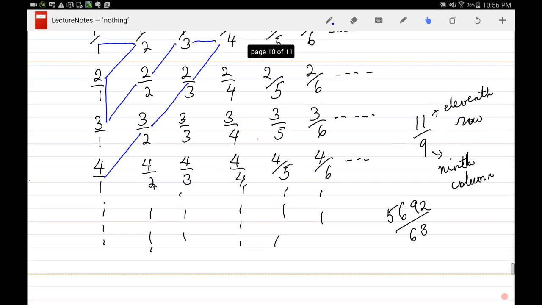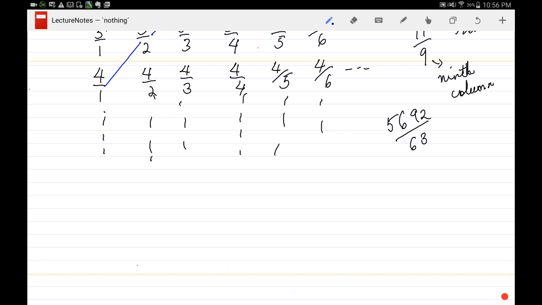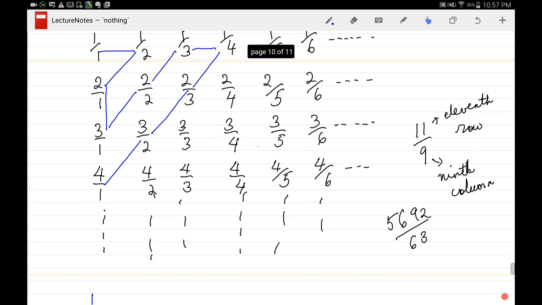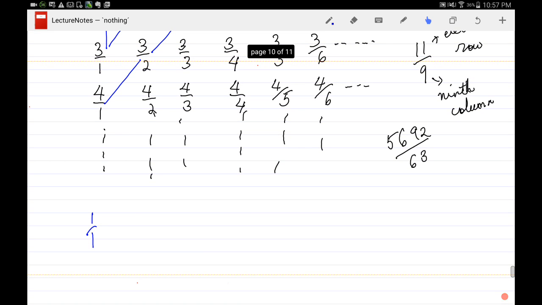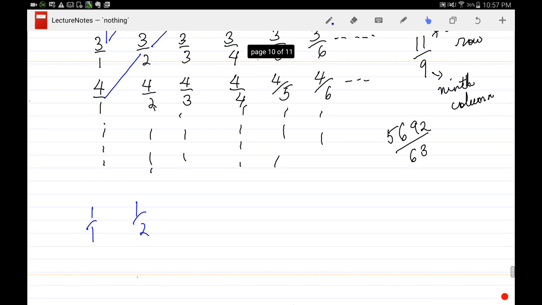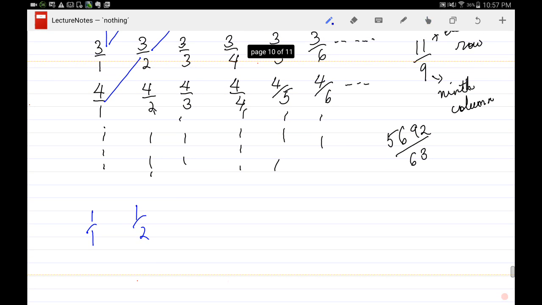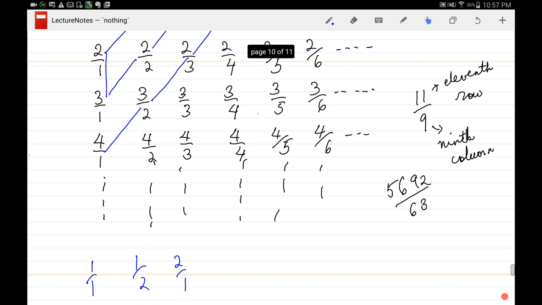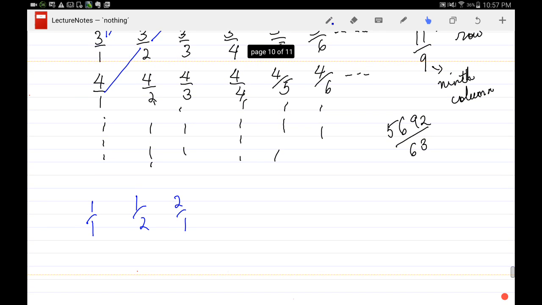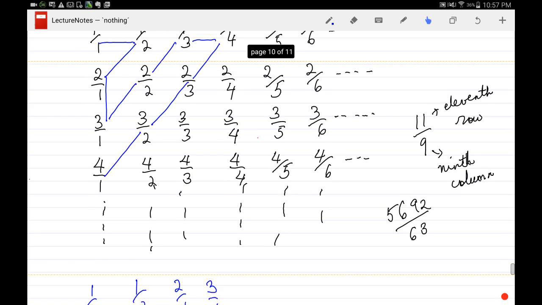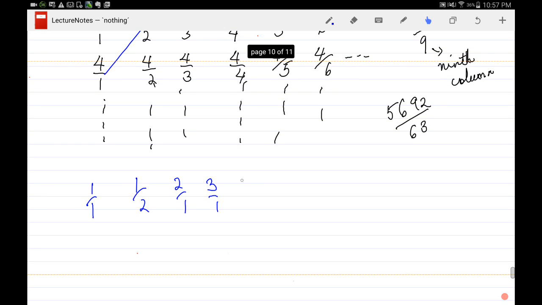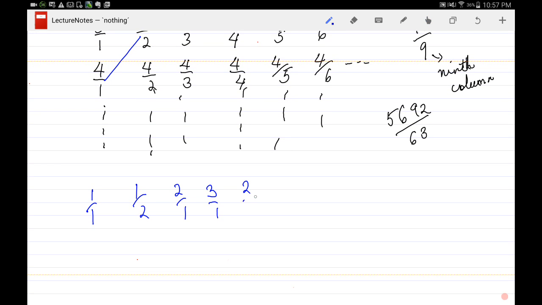So let's do that. So the first point in my blue chain was 1 over 1. Then the next was 1/2. Sorry. And the next was 2 over 1. Then the next was 3 over 1. And the next was 2 over 2, then 1/3, then 1/4.